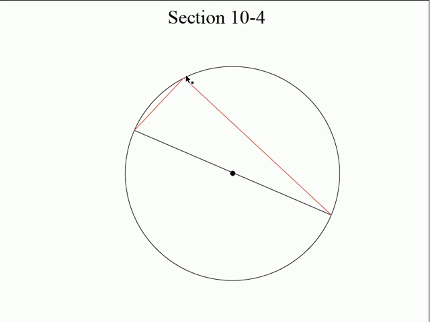Kelsey, you watching? Are you busy drawing little pictures and stuff? Why don't we take notes on geometry instead of doing that?